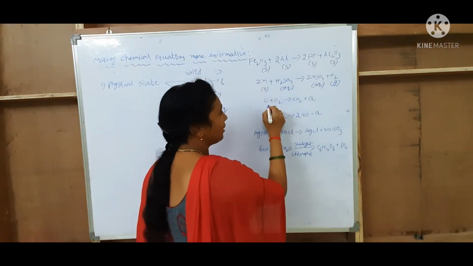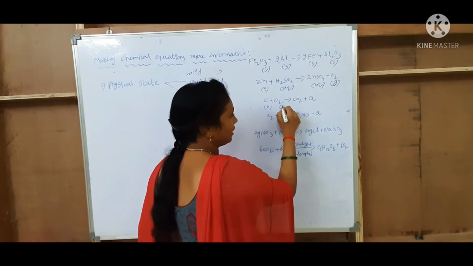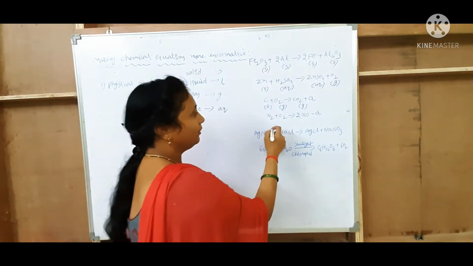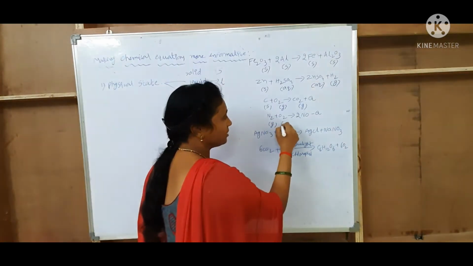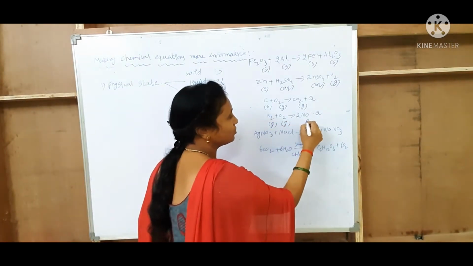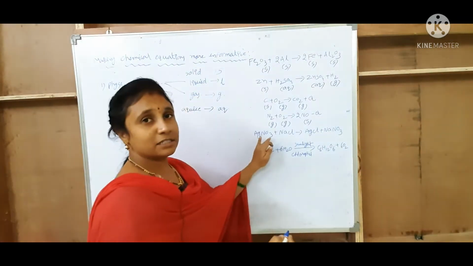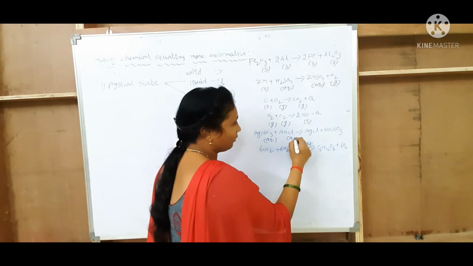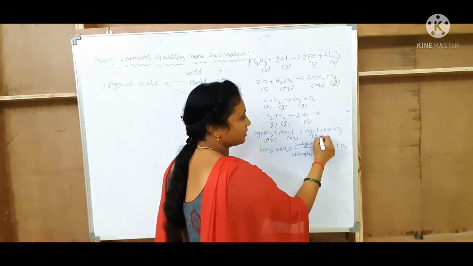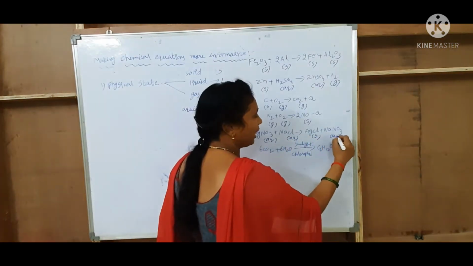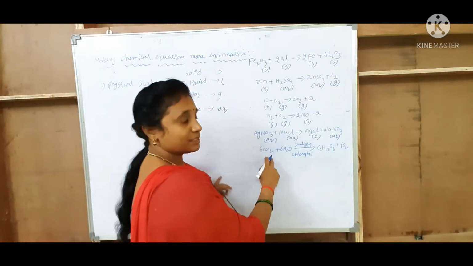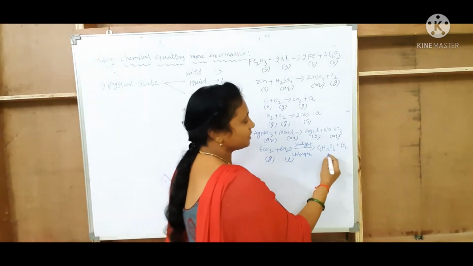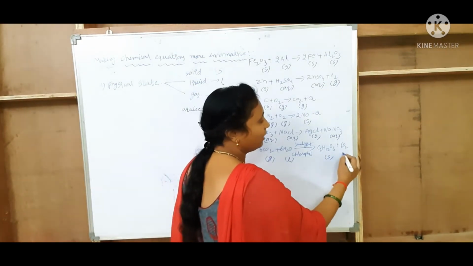In the next one, carbon is solid, oxygen is gas, carbon dioxide is also gas. Next, nitrogen is gas, oxygen is gas, NO is gas. Here the AgNO3 is an aqueous solution, NaCl is an aqueous solution, AgCl is solid, NaNO3 is an aqueous solution. Next, carbon dioxide is gas, H2O is liquid, C6H12O6 is solid, and oxygen is gas.